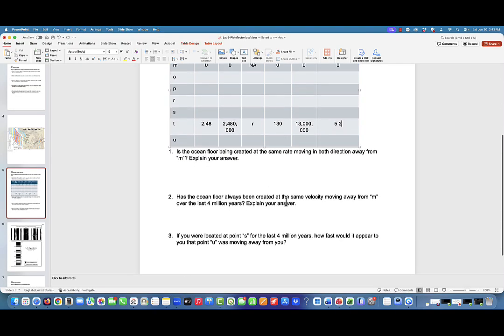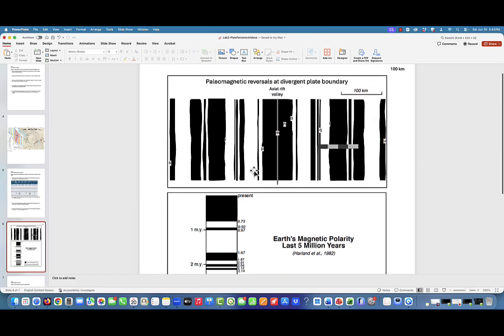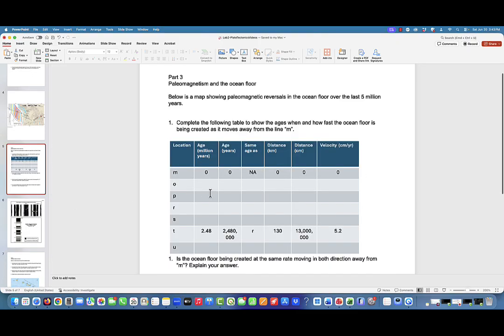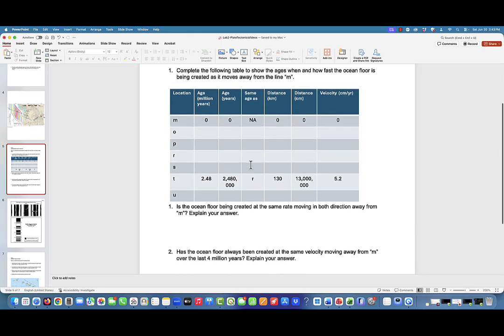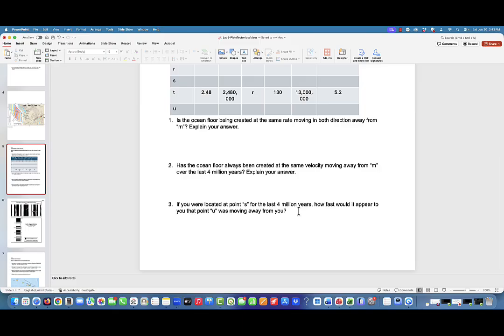Once you calculate the velocity, you'll be asked similar questions about whether this is moving at the same rate. You'll know it's the same rate if your velocity between, let's say, this point and this point is the same as your velocity between this point and this point. And also whether it's spreading symmetrically. Symmetrically, if the velocity between M and T is the same as the velocity between M and R, then it's spreading symmetrically. So you go ahead and complete filling in the table, and then you answer all of the questions here.